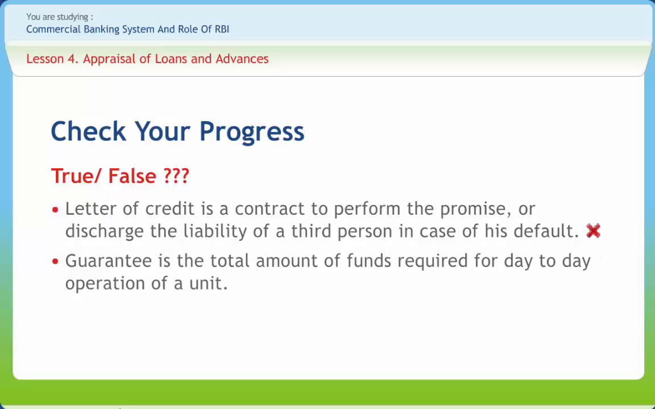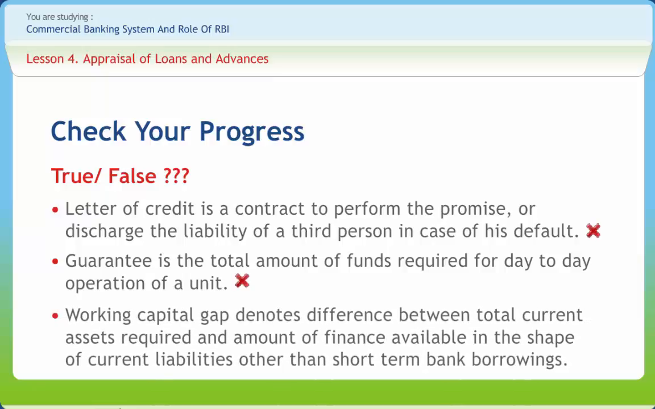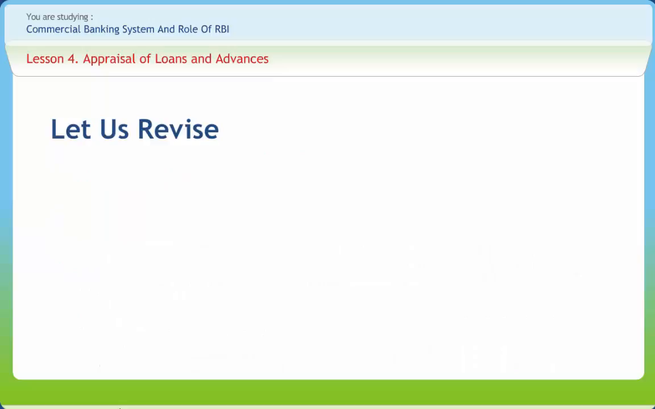Guarantee is the total amount of funds required for day-to-day operation of a unit. Right or wrong? Wrong. Working capital gap denotes difference between total current assets required and amount of finance available in shape of current. Right or wrong? Right.